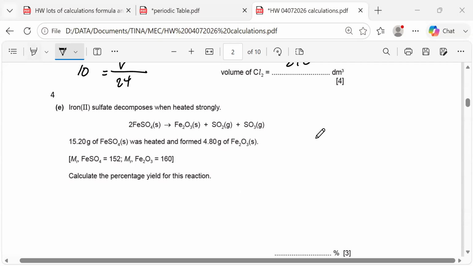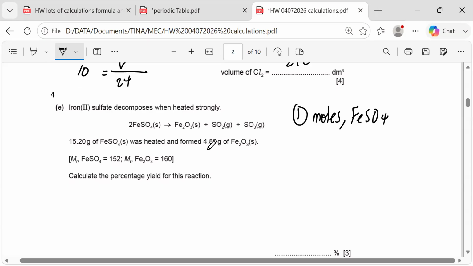Okay, step 1. Find the amount of moles of FeSO4. Ignore this first, don't use 4.8 first. Find the amount of moles of iron sulfate: mass over molar mass. Why? Because they give us mass. So you must use mass over molar mass. Is the molar mass given? Yes, they're so nice. They don't want you to count.